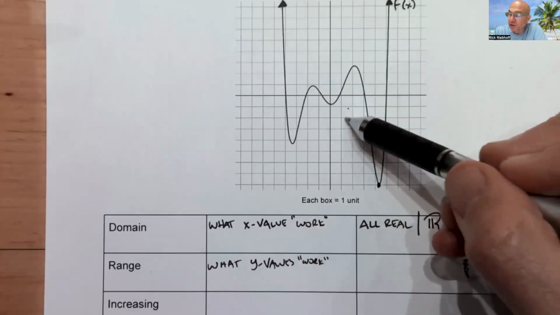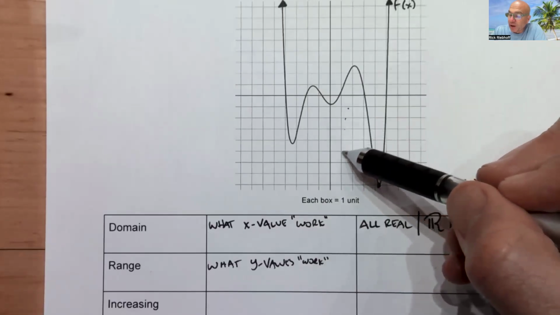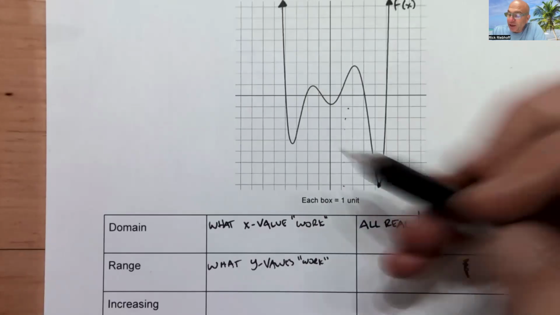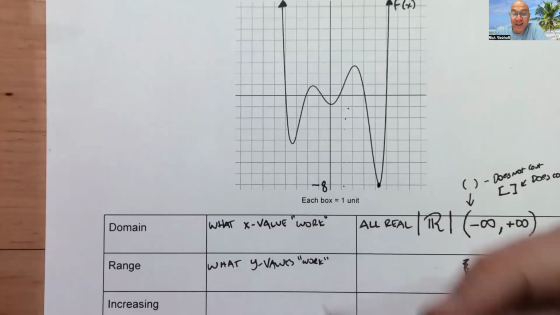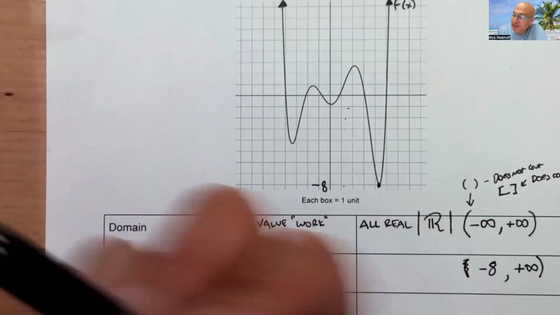Let's count. One, two, three, four, seven, eight. Looks like it's -8. Okay, I could be wrong. I think it's -8. It gets down to -8. So its lowest point is -8. And does it get there? I'm going to assume it does.